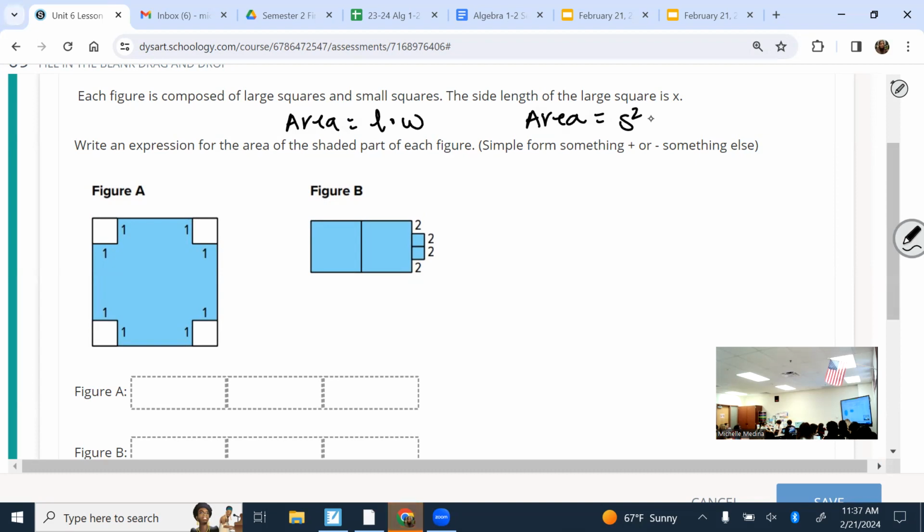And we want just the shaded parts. So where I have this large square, it told me in the instructions the side length of the large square is X, which means that this side is also X. So for figure A, my large square is X times X, which is what?